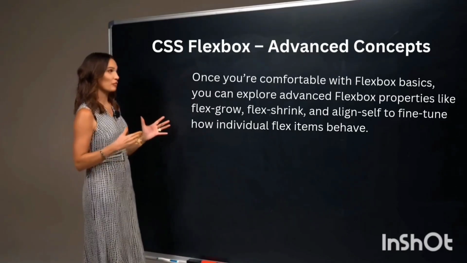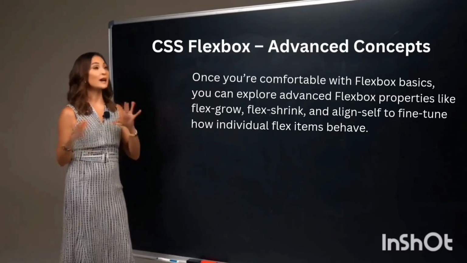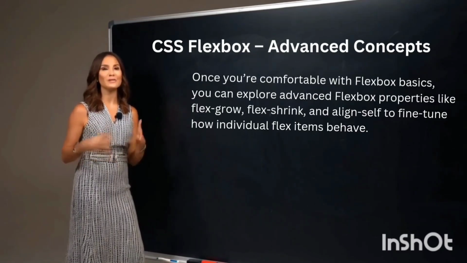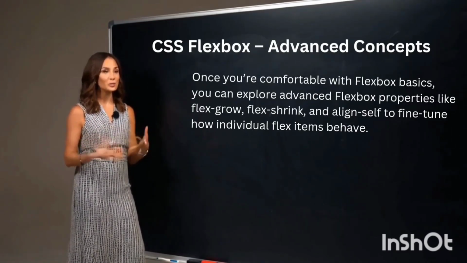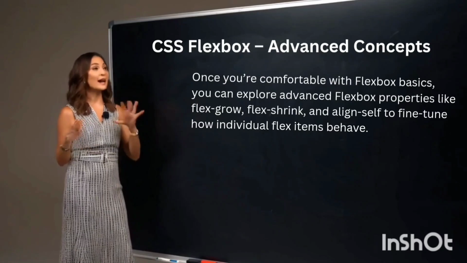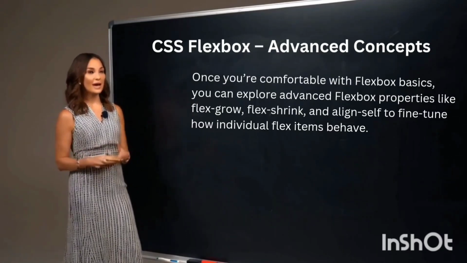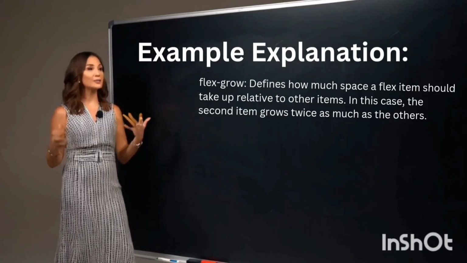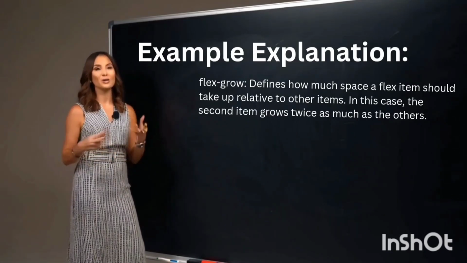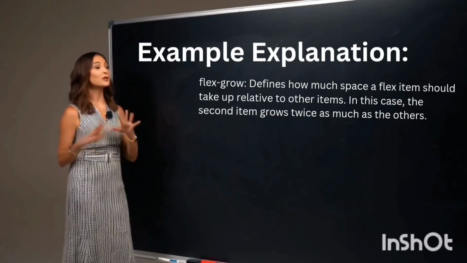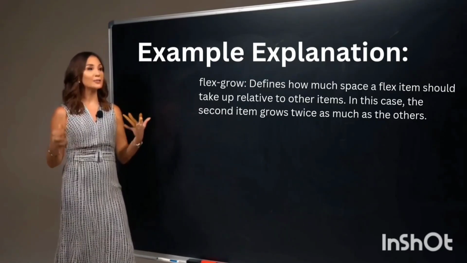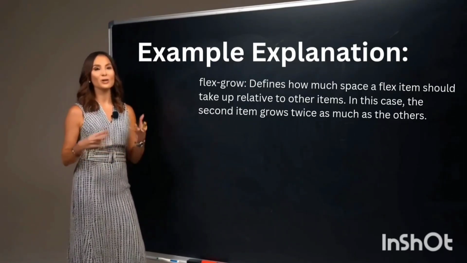CSS Flexbox Advanced Concepts. Once you're comfortable with Flexbox basics, you can explore advanced Flexbox properties like flex-grow, flex-shrink, and align-self to fine-tune how individual flex items behave. See the example. Explanation. Flex-grow defines how much space a flex item should take up relative to other items. In this case, the second item grows twice as much as the others.